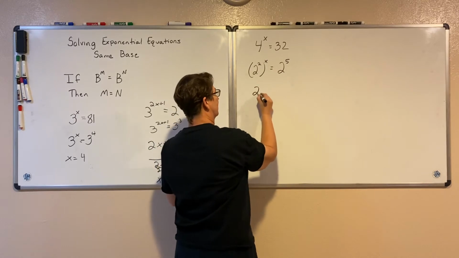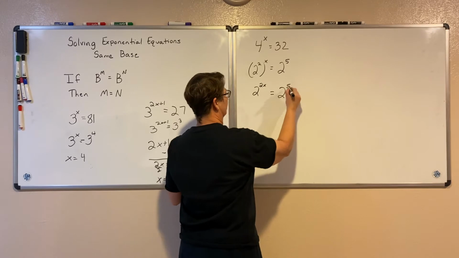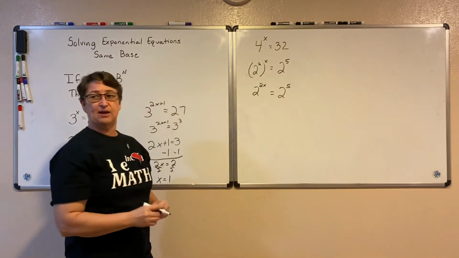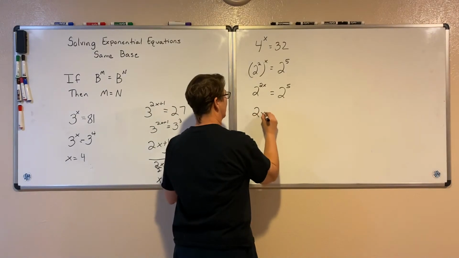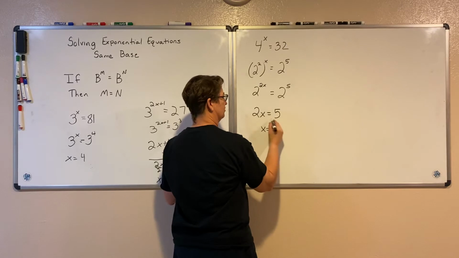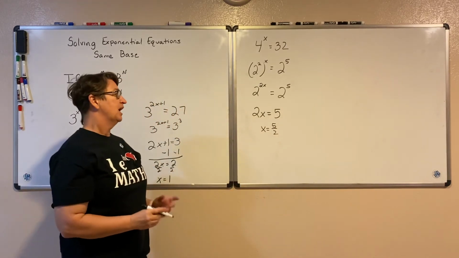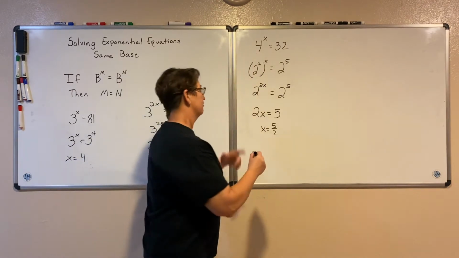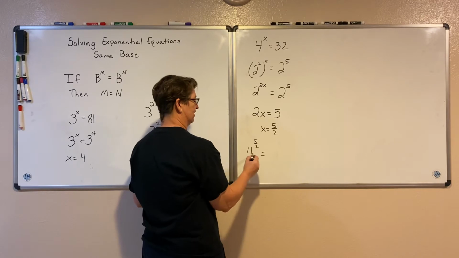So this is the same as 2 to the 2x is equal to 2 to the 5th. Now that my bases are the same, I can set the exponents equal to one another. So I have 2x equals 5, solve, and I get x. Divide both sides by 2, and I get x equals 5 halves. Again, I love to be able to solve because then I can substitute it back in to check myself.